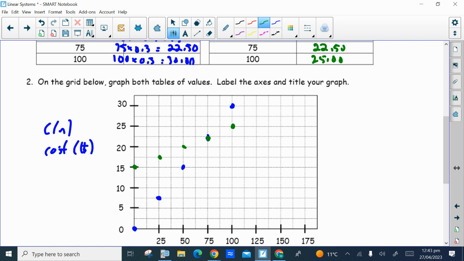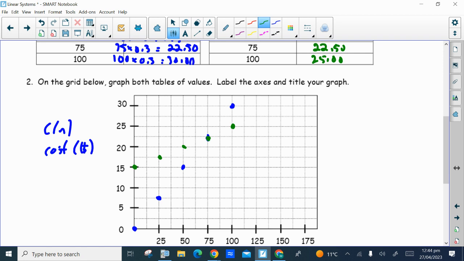So there's that graph. And again, we shouldn't join the points because that would tell us that it's possible to have a charge for half of a minute. Shane, you want to come and grab one of these? Which we're not told that there is a charge for part of a minute.